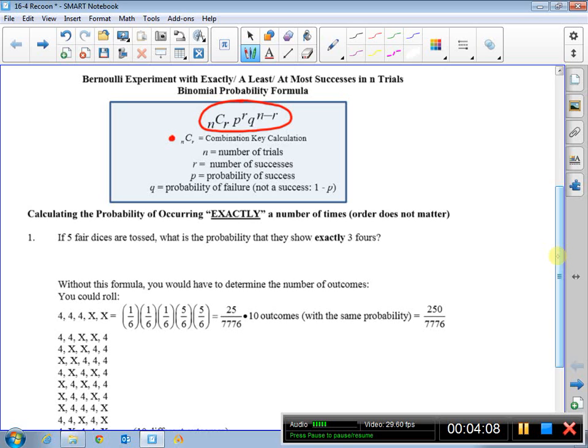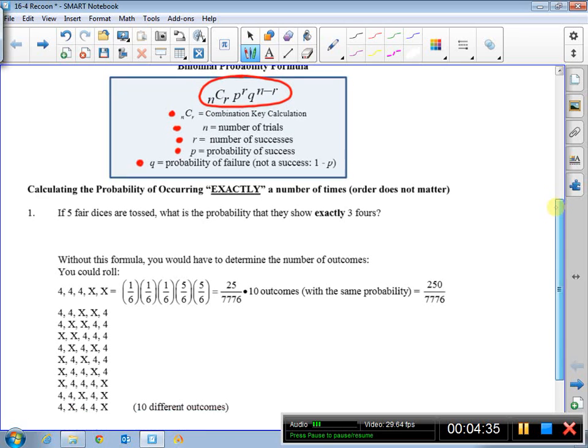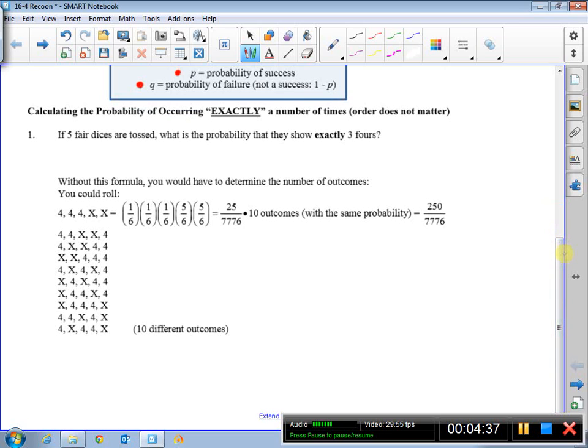N choose r, you're going to use your calculator for. The value of n is the number of trials, or the number of times you're repeating the experiment. R is the particular number of successes you are looking for. P is the probability of that success, and Q is its complement, the probability of failure. The best way to get good at these is to try a bunch of problems. Now, before we go into the way that we typically do them, we do want to explain what's happening.